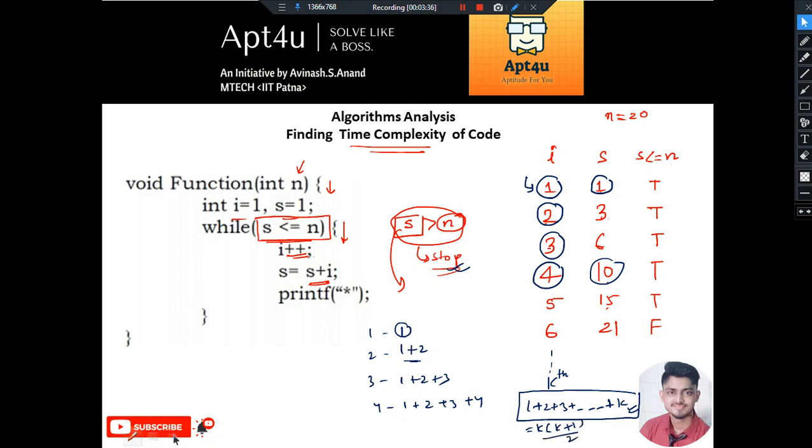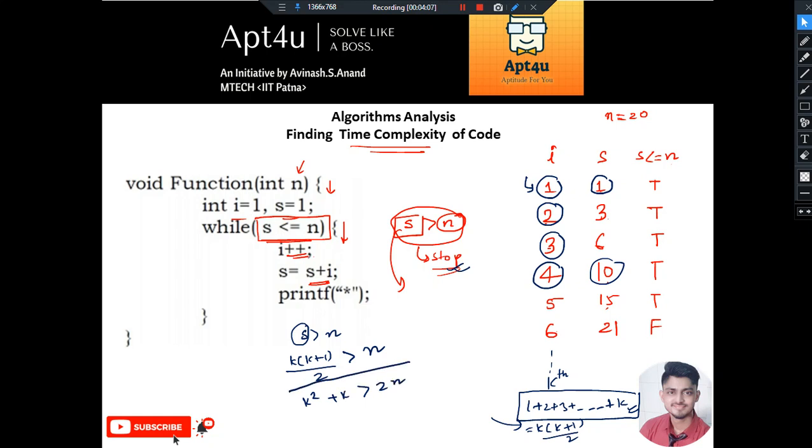So now what to do next? If you carefully observe, the stopping criteria says that it will stop when the sum is greater than n. Now what is the value of s? We found that this is the sum k into k plus 1 by 2, a general expression we derived, where we assumed that it will stop in the kth iteration, greater than n. So it becomes nothing but k square plus k greater than 2n. Now if you have studied the basics of notations, the big O or omega notations, you must be knowing that we basically try to consider the dominating term.